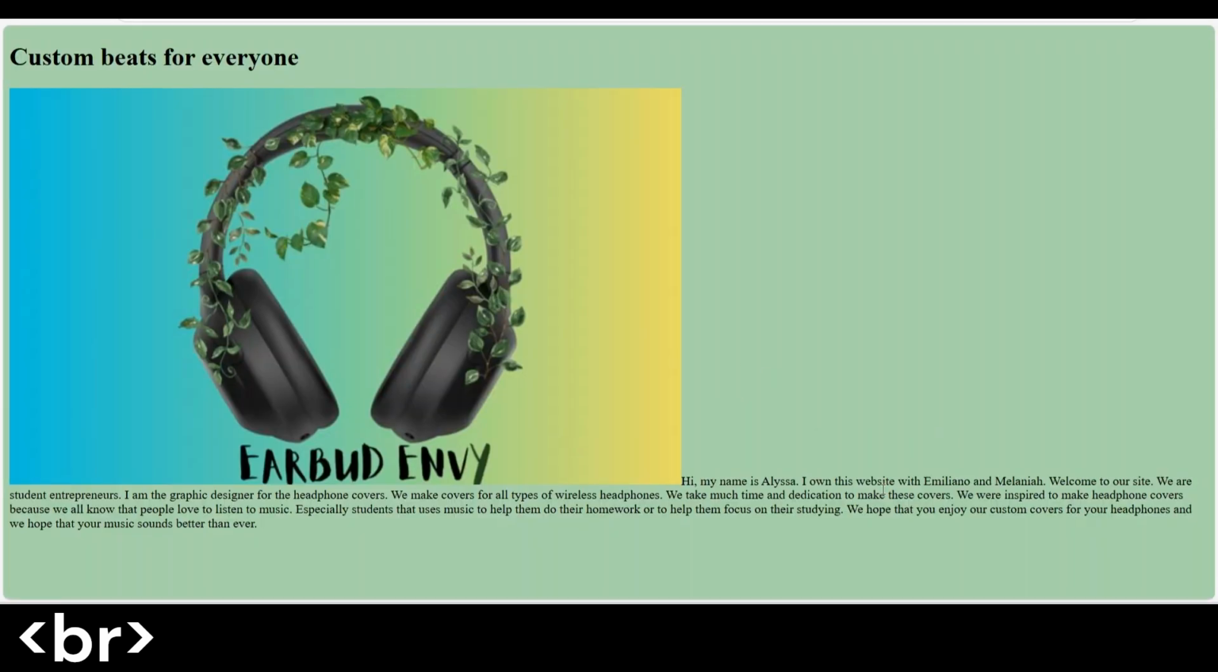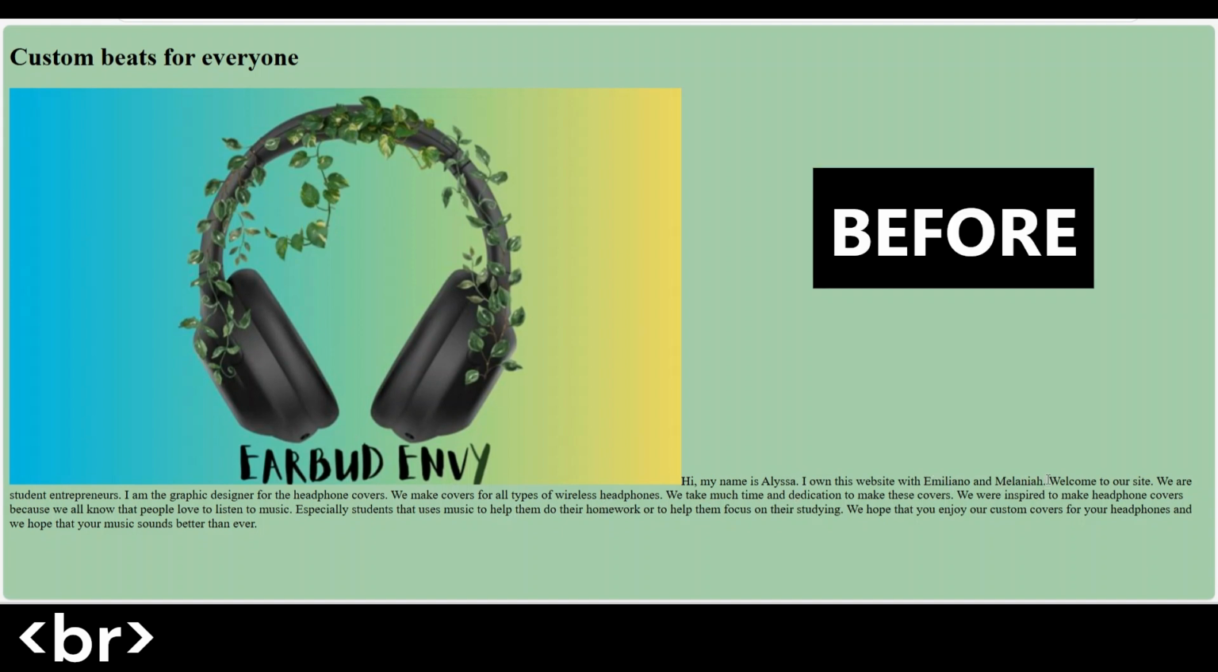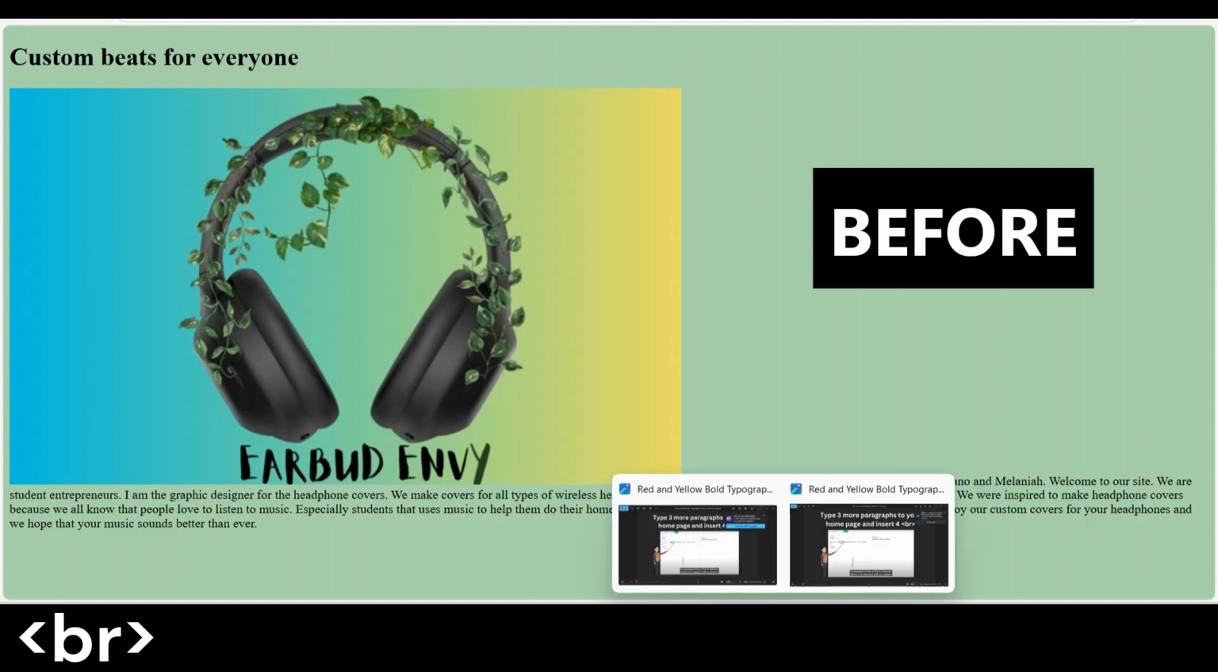Here's the website. So right after the picture right here, so hi, my name is Alyssa, we could have a break right here. We could have I own this website with Emiliano and Melania. Then we could have a break. We could have another break. So we're going to get some breaks and give this a little organization.